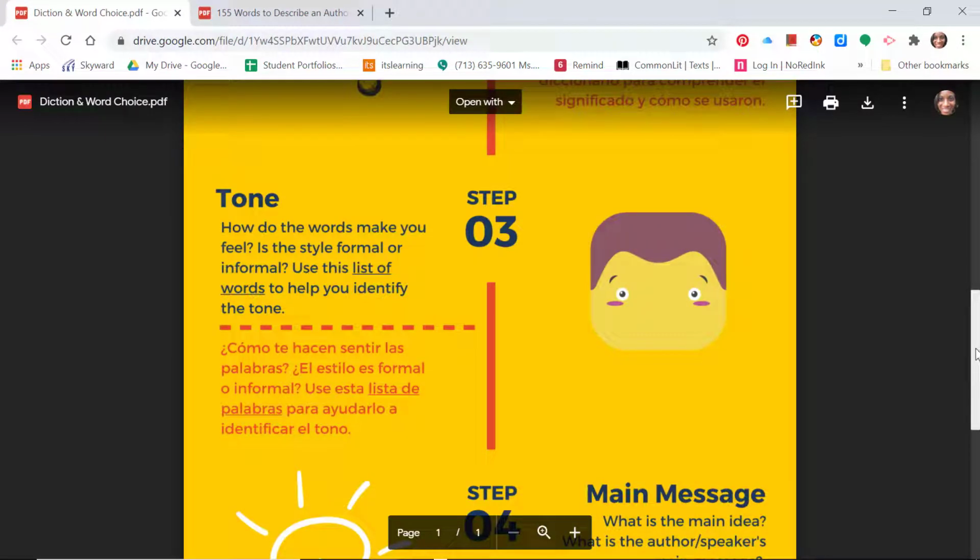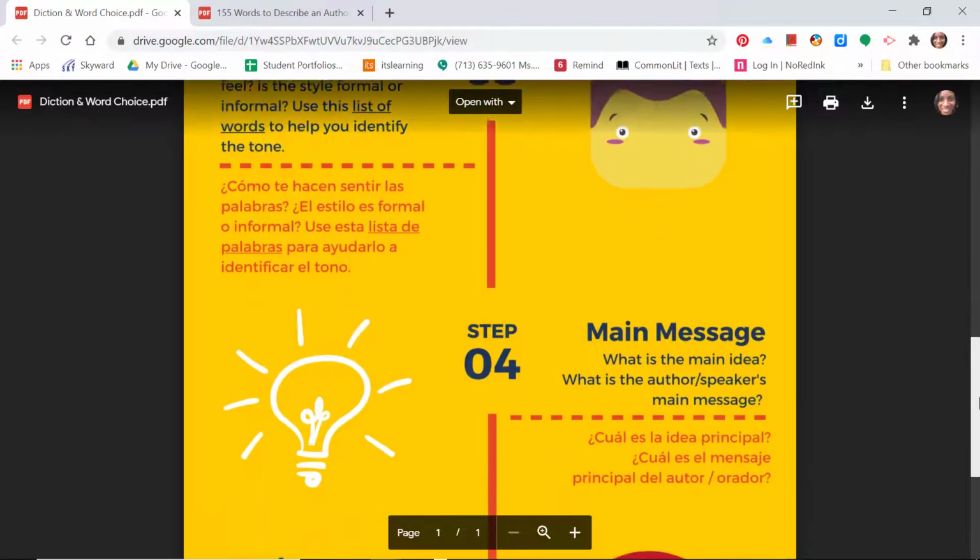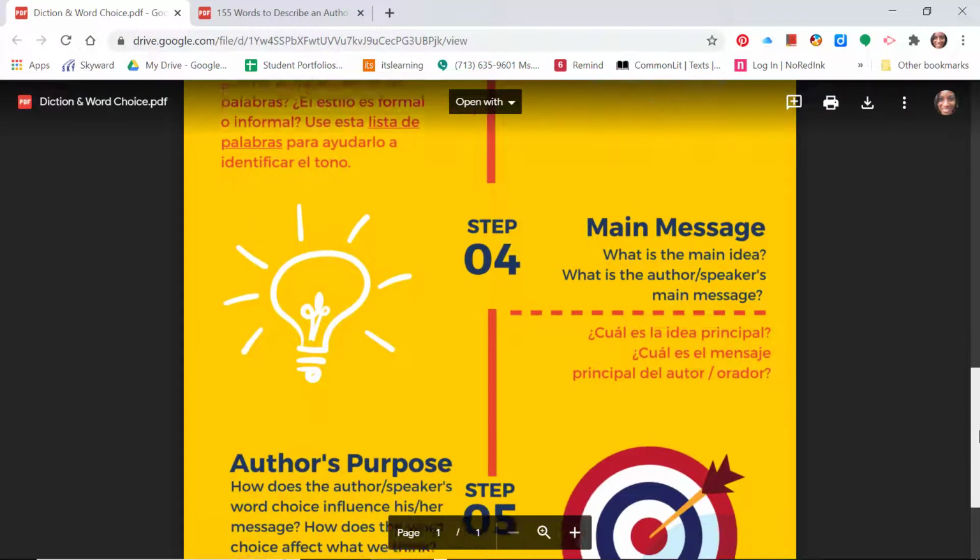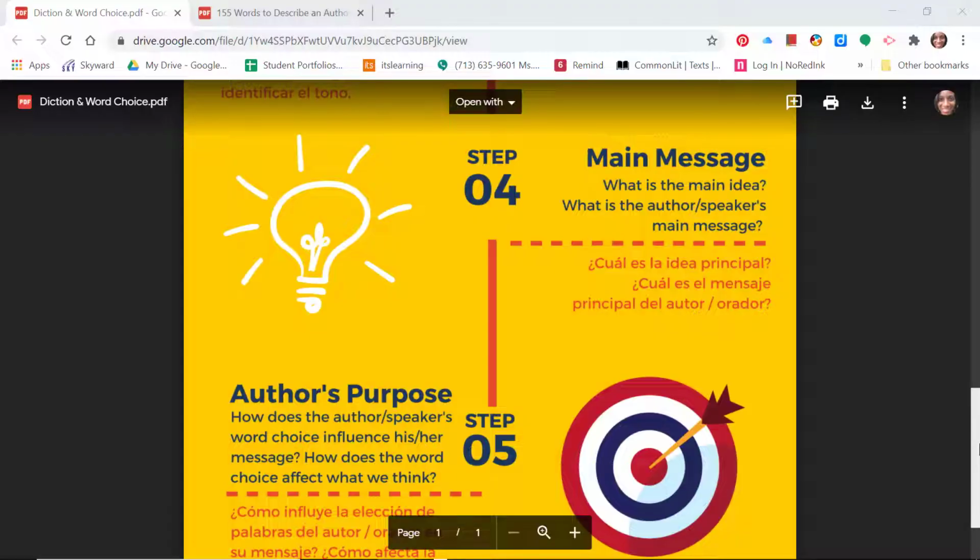Once you've picked out at least 1 or 2 words to help you describe the tone of the piece, then think about the main message. What is the main message? What is the author or speaker telling us, and what is he or she trying to say? Summarize the main message in 1 or 2 sentences.